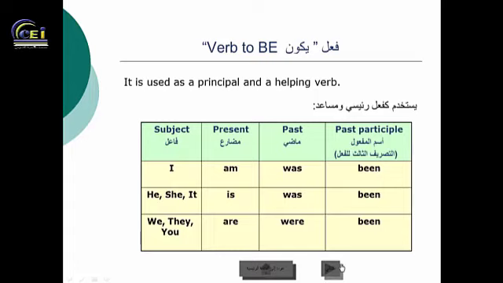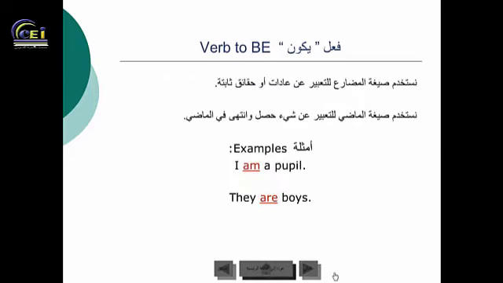But verb to be in the past: I was, he, she, it was. We, they, you were. Again, I, he, she, it was is the verb to be in the past, but we use they, were, this verb to be in the past plural. Past participle: been, the past participle of verb to be.